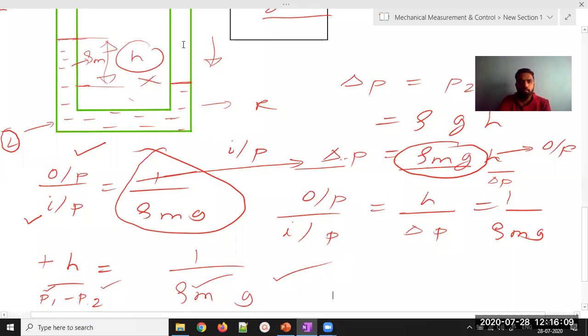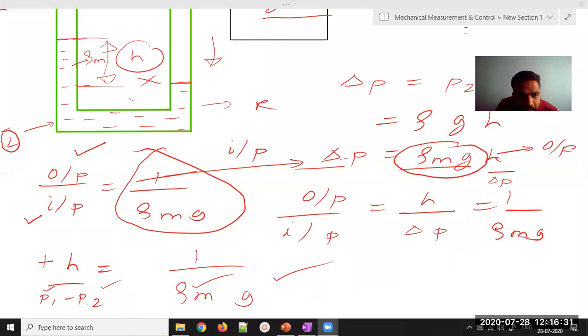Do I know the value of the mercury density? What I'm asking is, if I want to measure H without using the manometer, can I find it? Anyone? Use your voice.